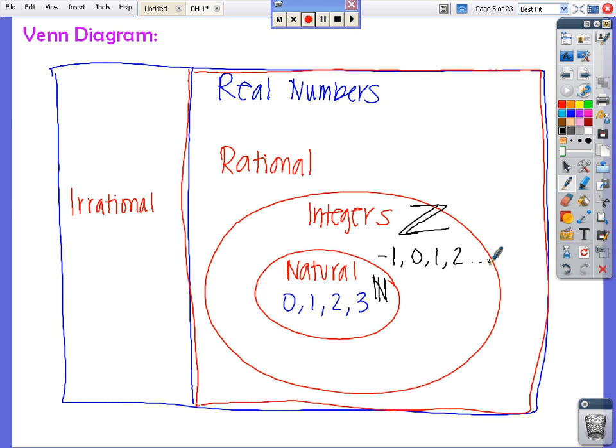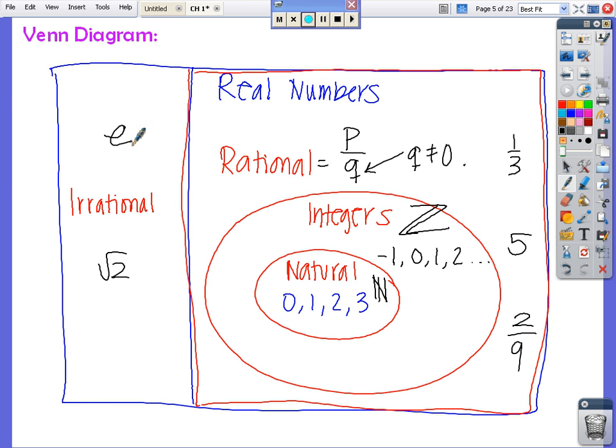Rational numbers are numbers that can be written in the form of P divided by Q. I should have mentioned that Q cannot equal 0. And so rational numbers, 1/3, 5, 2/9. Irrational numbers, root of 2, e, pi, and then all the numbers written on the board are considered real numbers. I believe that I forgot to mention the symbol for real numbers, which is the thick R, and the symbol for irrational numbers is Q.